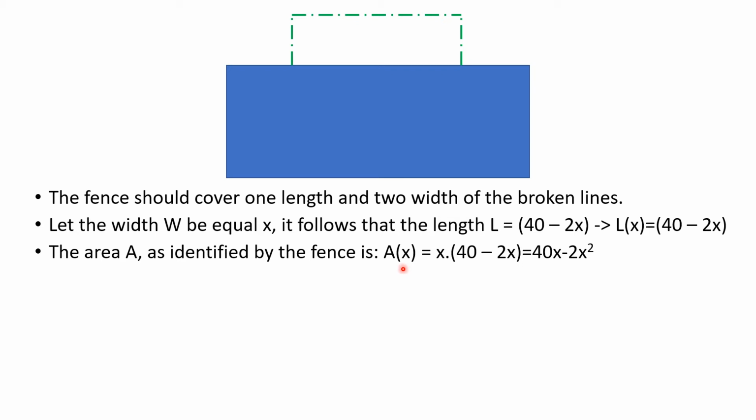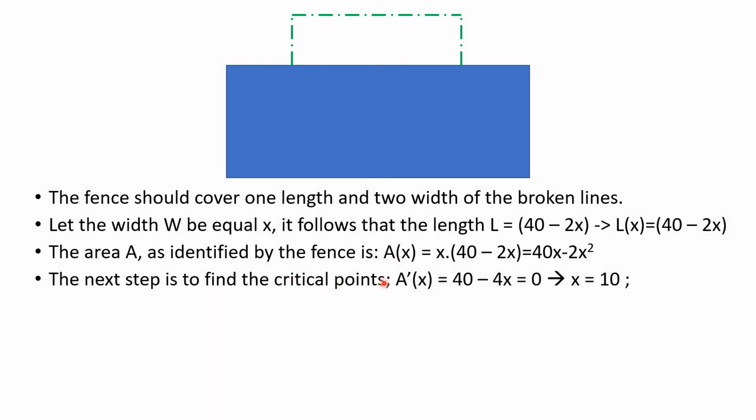But before that, we have to find the critical points. So to find the critical points, we have to take the derivative of A of X. The derivative of A of X, which is A prime of X, is going to be equal to 40, the X will drop, minus 4X.